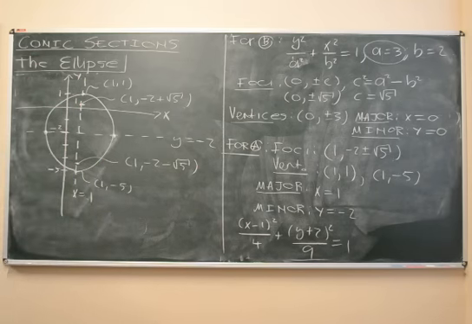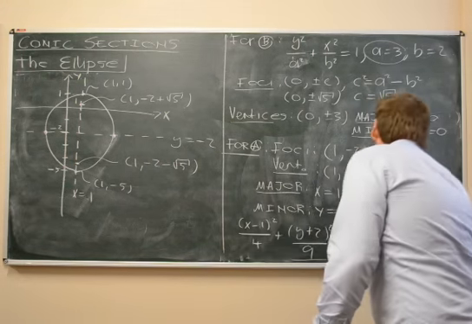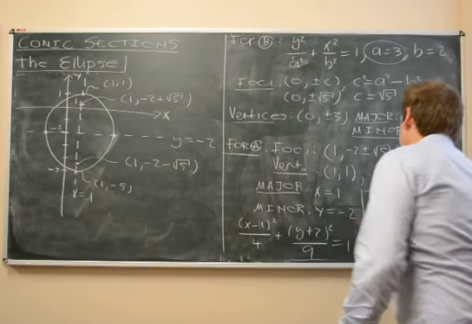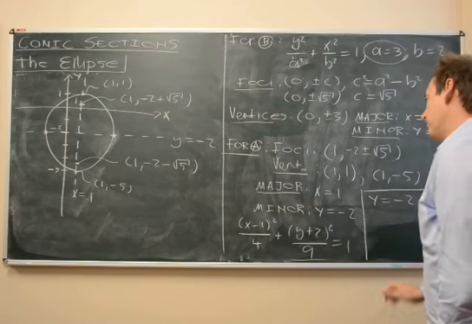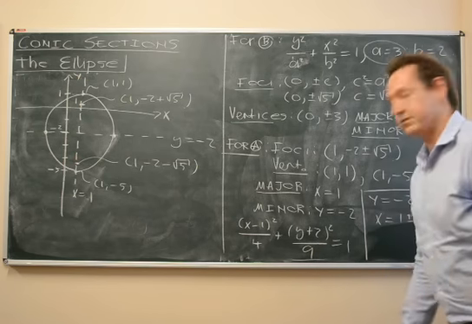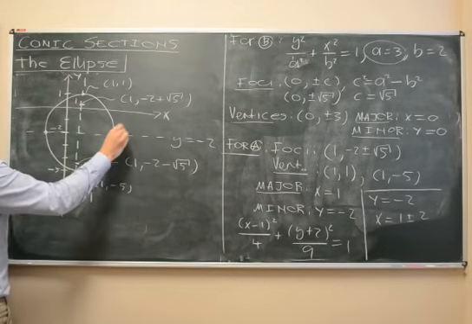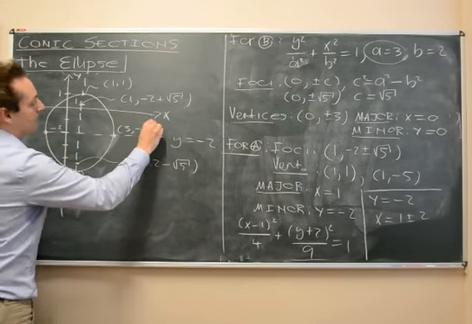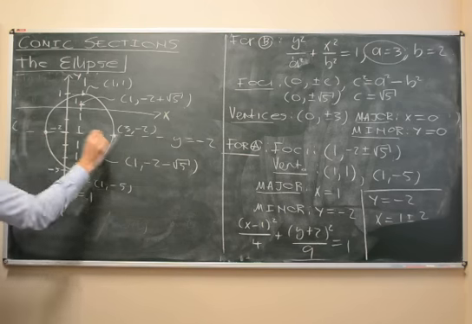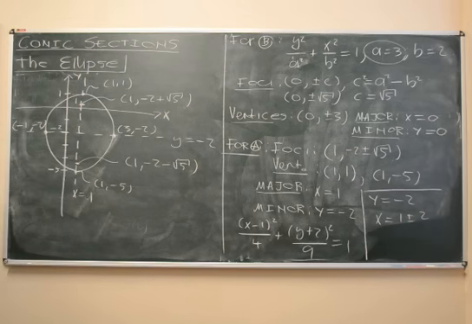You could also include the intercepts with the minor axis. If you make y equals minus 2, then this equation will tell you that x is 1 plus or minus 2. So x is 3 or x is minus 1. Here x is 3, y is minus 2, and there x is minus 1, y is minus 2. So there we have all the information for this ellipse.